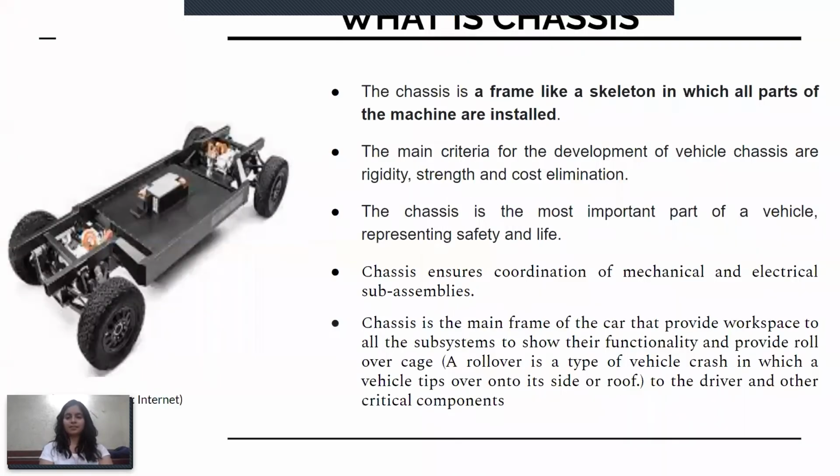Now we can jump on to the next slide, that is starting with what is a chassis. A chassis is the main frame of the car that provides workspace to all the subsystems to show their functionality and provides a rollover cage to the driver and other critical components. The chassis is the major component of the car which protects the passengers during an accident.